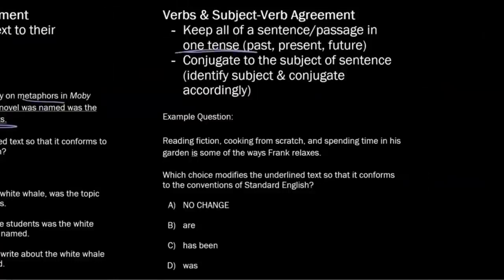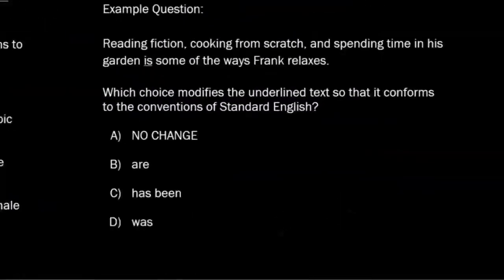Okay. Now, for our verbs and our subject-verb agreement, we're going to try to keep all of our sentence and passage in one tense, right? We can't have some parts of the sentence in past tense and some parts in future. We also need to conjugate. We can't say "they was"; it's "they were," or "he is" or "he was." We've got to make sure that's correct.